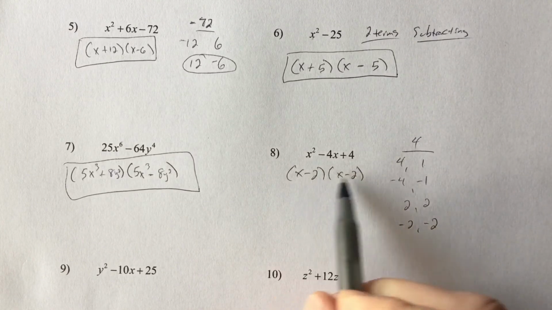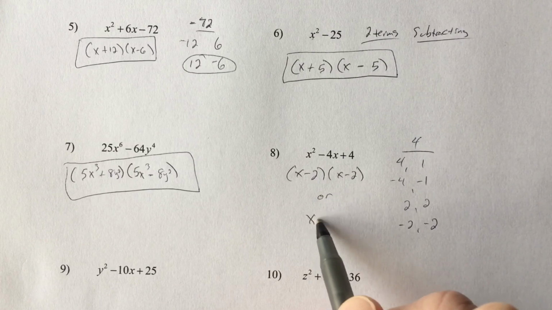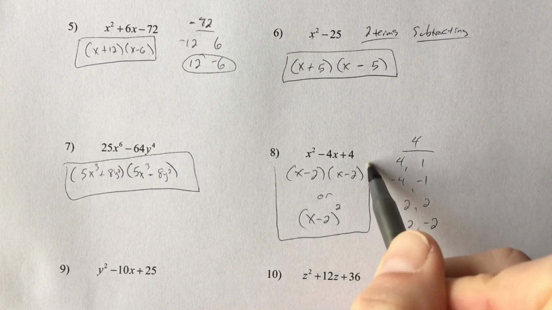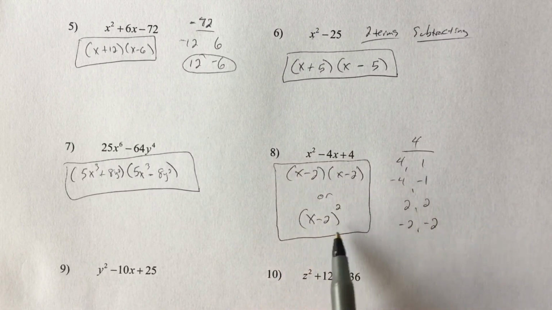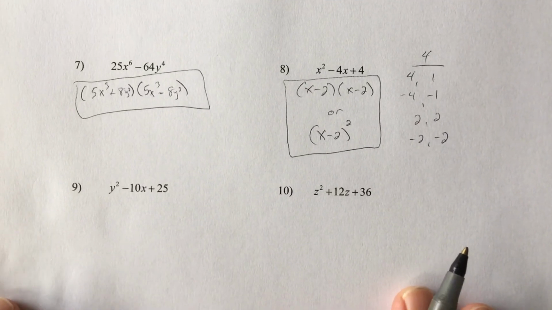That's totally fine, but since it is the same thing, if you wanted to write it as x minus 2 squared, that would be totally fine as well. A little bit later chapter, we're going to actually want to write it like that. Okay. So similar idea here.